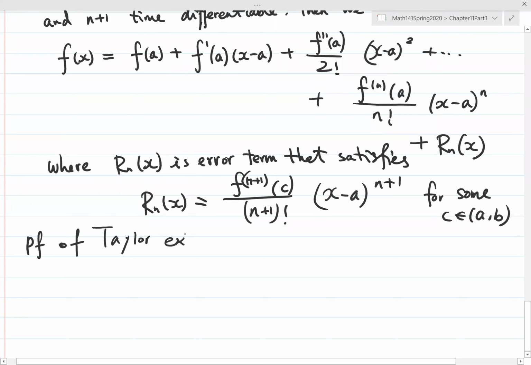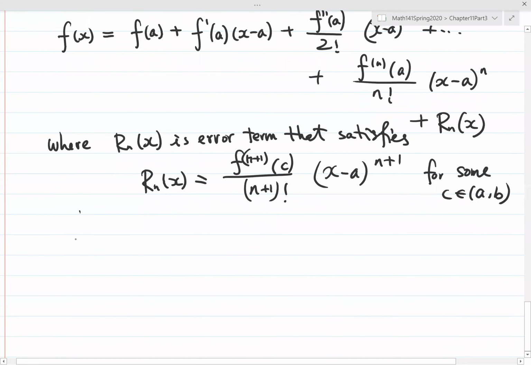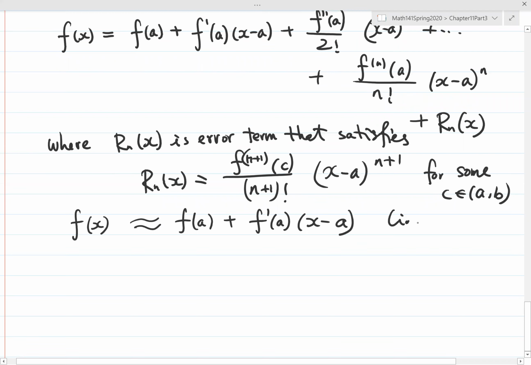Okay, first, let's give an explanation of why we should get this form, why we get this Taylor expansion. Why should we get it with Taylor expansion from L'Hopital's rule? You know, linear approximation tells us that f(x) is really close to f(a) plus f'(a)(x minus a). Okay, so this is the linear approximation.